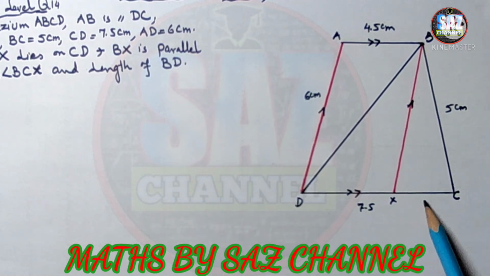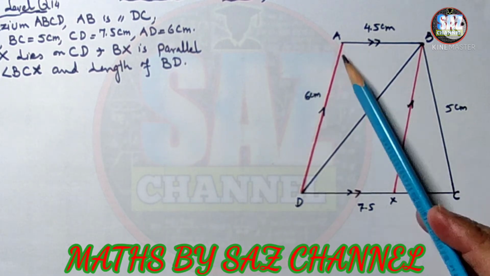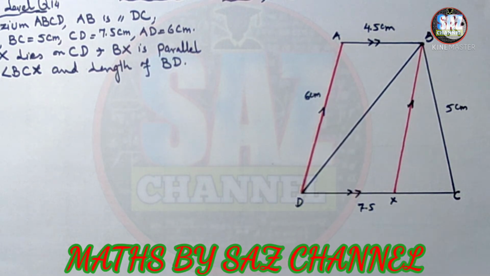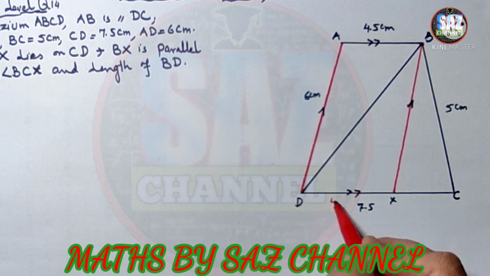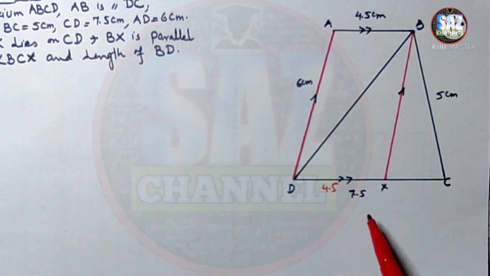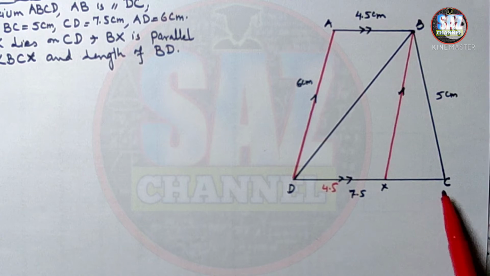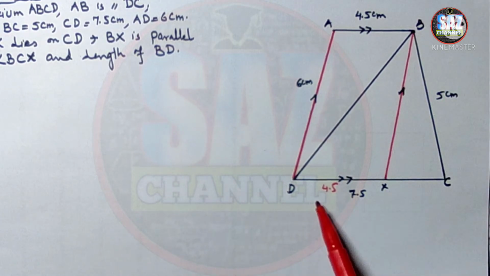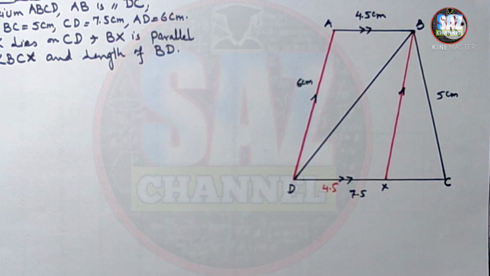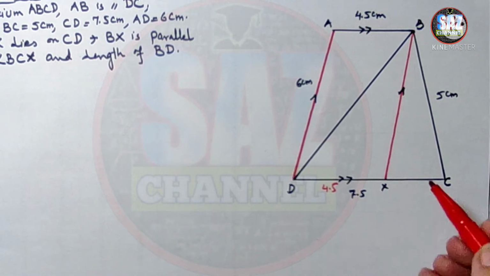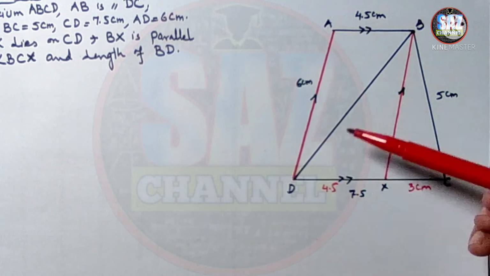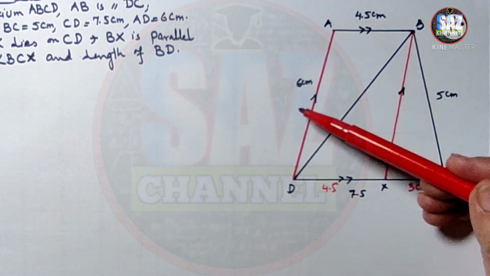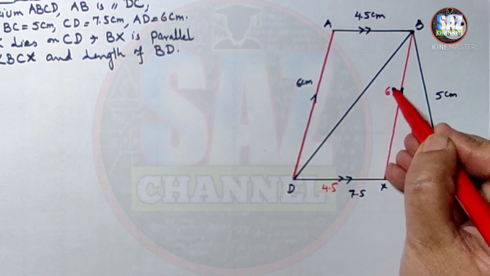Now look, by drawing BX line, ABXD becomes a parallelogram, and if it is a parallelogram, it means that DX length will also be 4.5. But if we look at the diagram, we can see DC total is 7.5. If out of that 7.5, 4.5 has been used from D to X, then X to C will be 7.5 minus 4.5, which is 3 centimeter. And now again, the second important thing is that AD and BX are parallel. So if AD is 6, this will also be 6 centimeter.